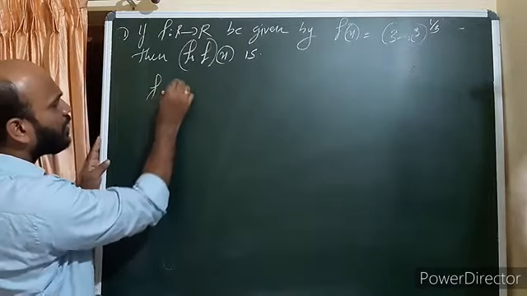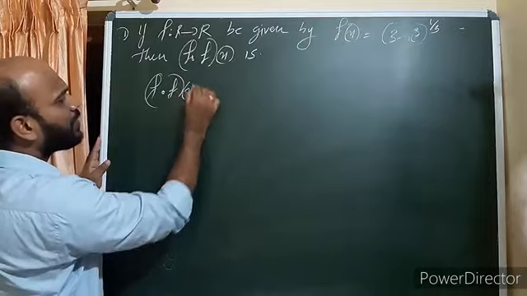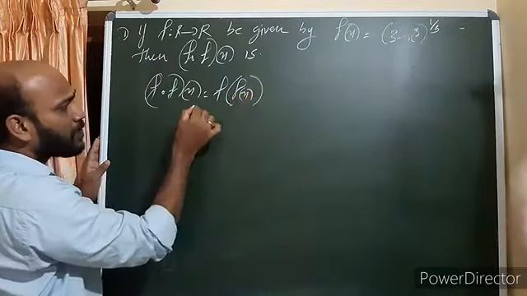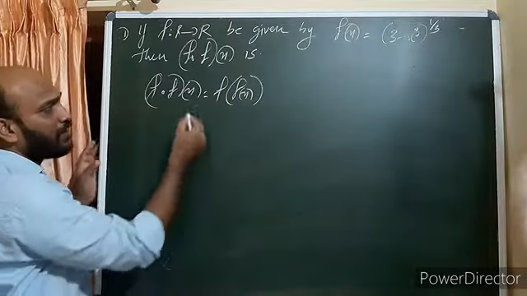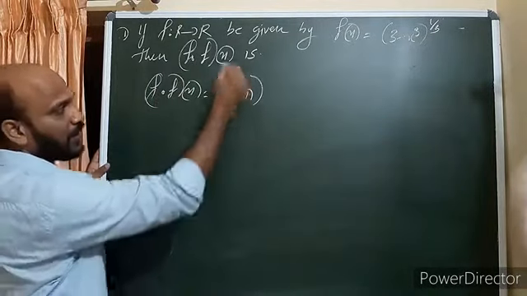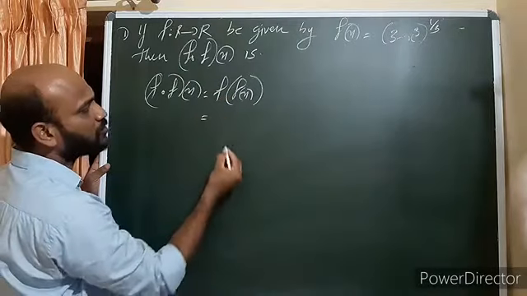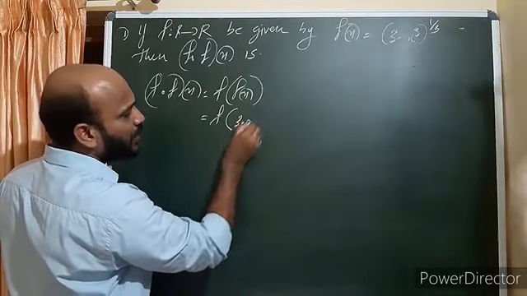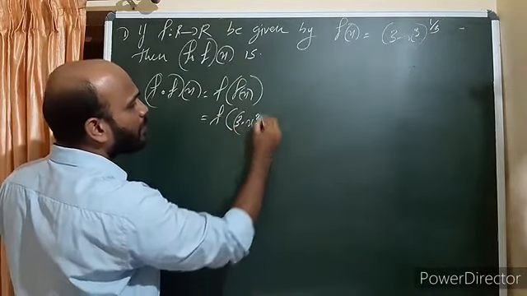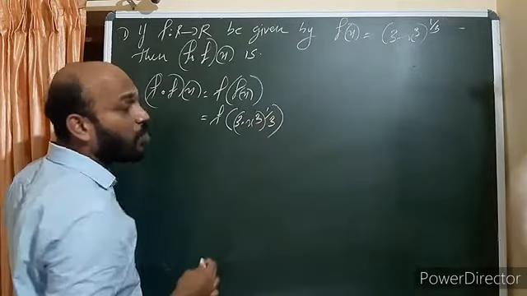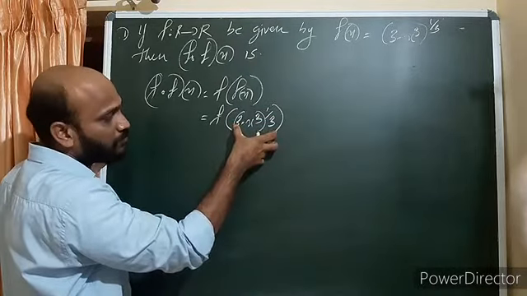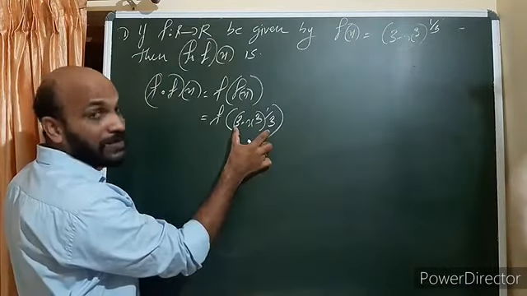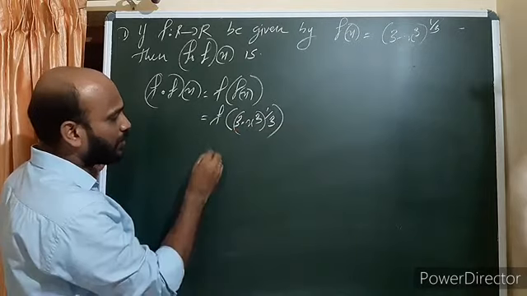So by definition, (f o f)(x) means f(f(x)). Right? Similarly, (f o g)(x) means f(g(x)). Same way, (f o f)(x) means f(f(x)). So this will be equal to f of, what is the value of f(x)? That is (3 minus x cube) raised to 1 by 3. Now we have to find f of this value. For that you have to use the definition of f(x). In place of x we have to substitute (3 minus x cube) raised to 1 by 3. So what will we get?